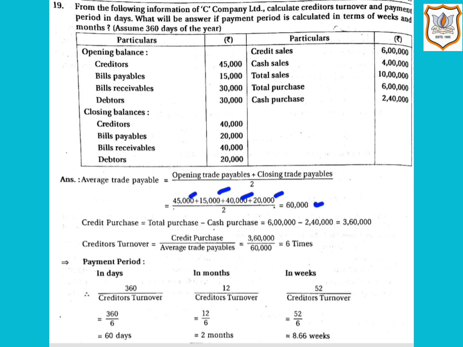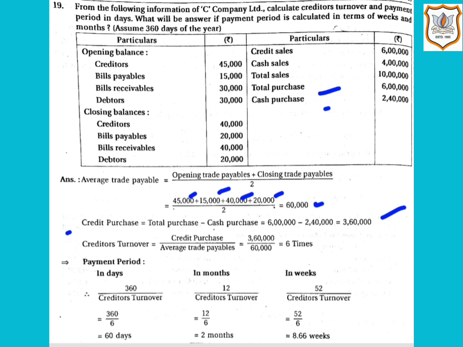Here we know that total purchase consists of cash purchase and credit purchase. And in the question we are given total purchase and cash purchase. If we deduct cash purchase from total purchase, we'll get credit purchase. So credit purchase is 6 lakh minus 2 lakh 40,000, that comes to 3 lakh 60,000. So we will put this amount in our formula.